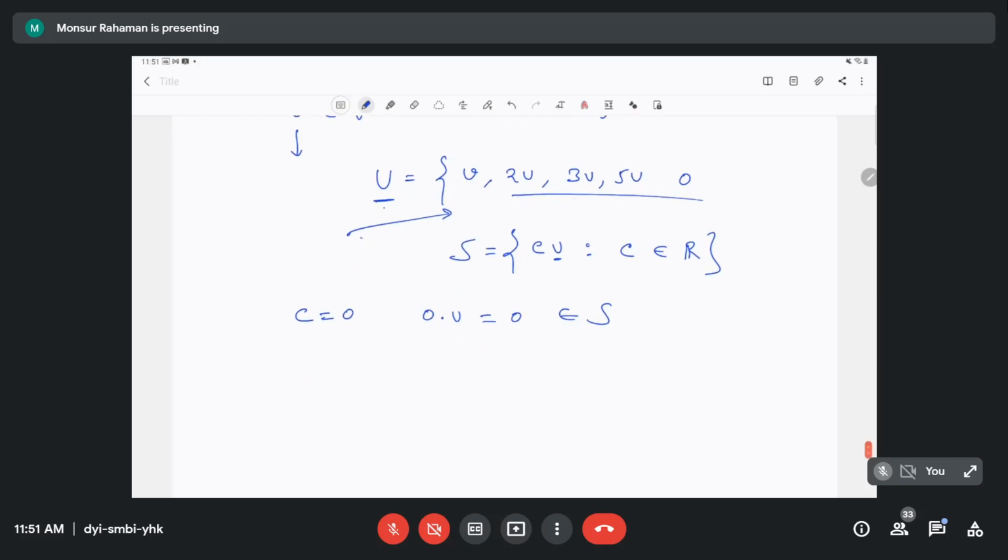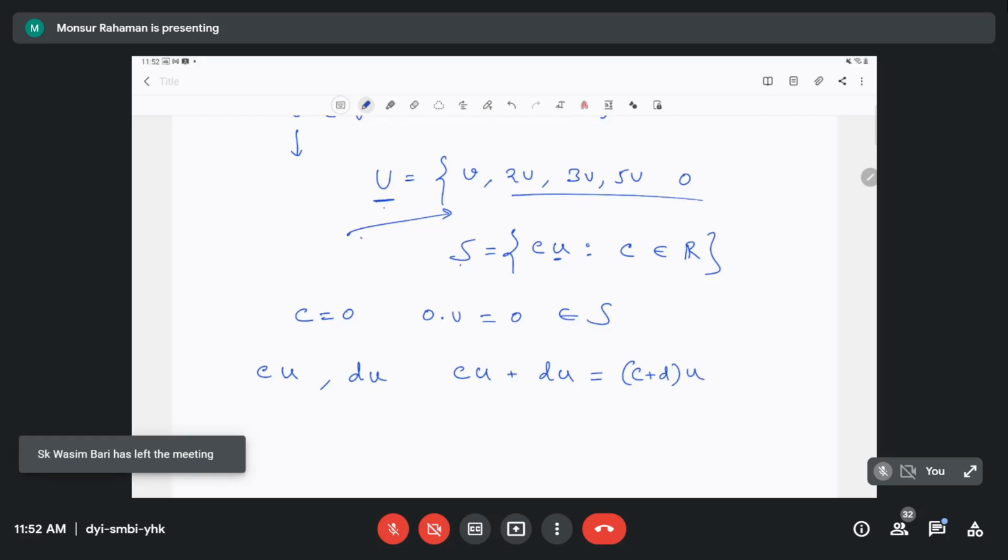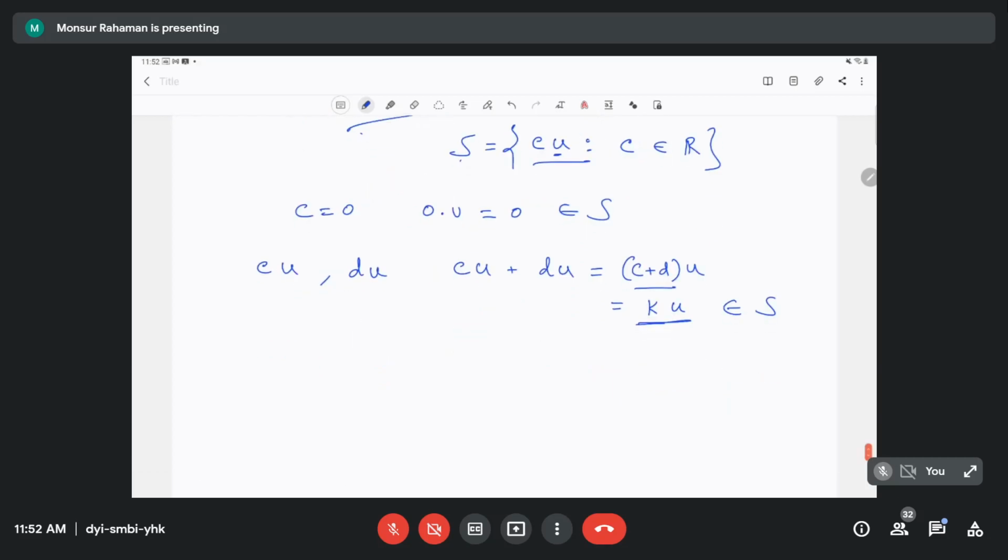What about addition? If you take two vectors in S, two vectors किस टाइप का होगा, c into v and d into v इस टाइप का ही होगा. So you are taking two vectors, cu and another vector du. Let's add them. So cu plus du. You can write it this way also, because by the definition of a vector space, c and d are elements of a field, so c plus d is another constant, let's call it k. So ku, obviously ku looks like this, so this is an element of S, so it is satisfying the second condition to become a subspace.